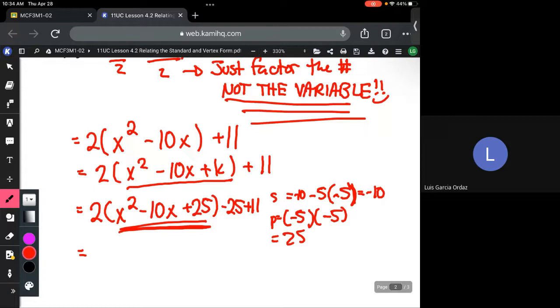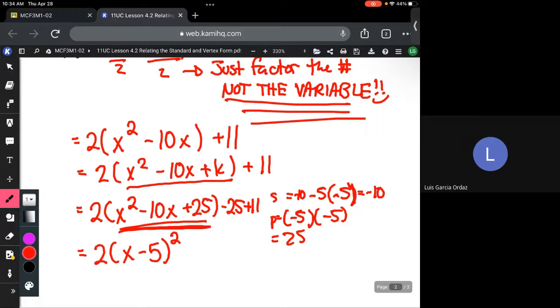Ashton? X minus 5 squared minus 14. Nope. You got the minus 5 squared, right? Okay, so we would just keep the 2 down. So, what did I factor out from the beginning? 2.